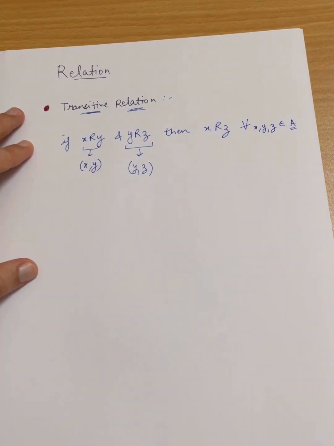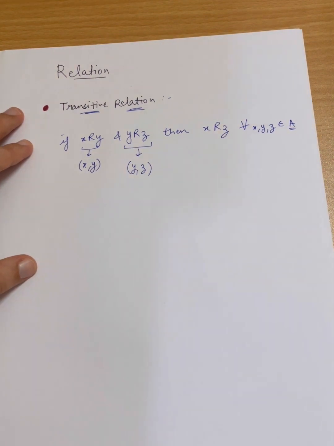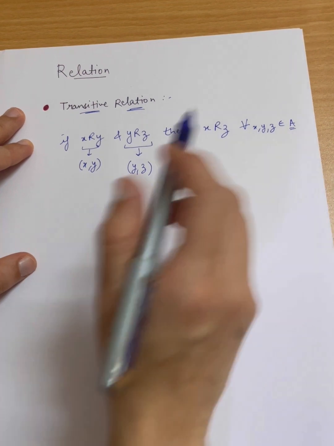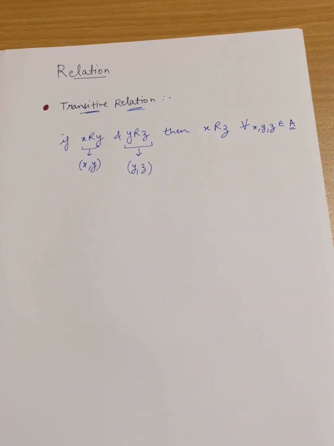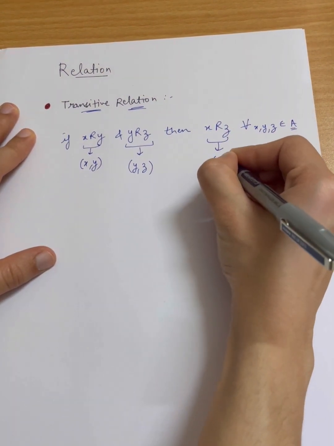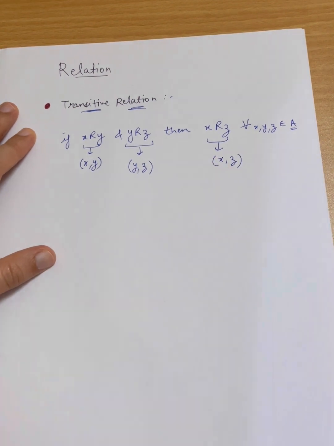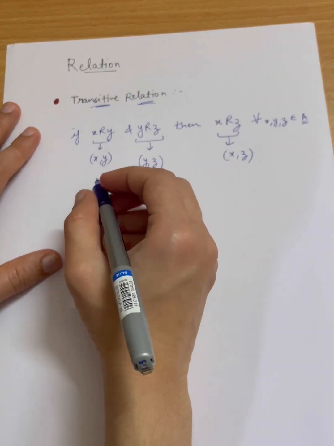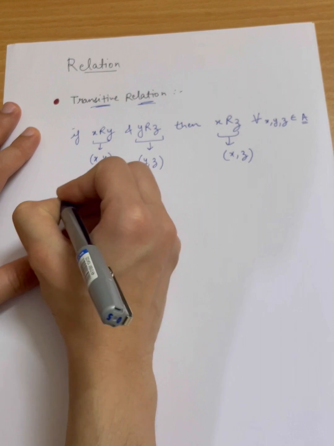Let's assume there is one set A whose cardinality is n. So for all x, y, z that belong to A, what does it mean? If (x, y) and (y, z) are both present in a relation, in any relation, then (x, z) should also be present. Let's see some examples.